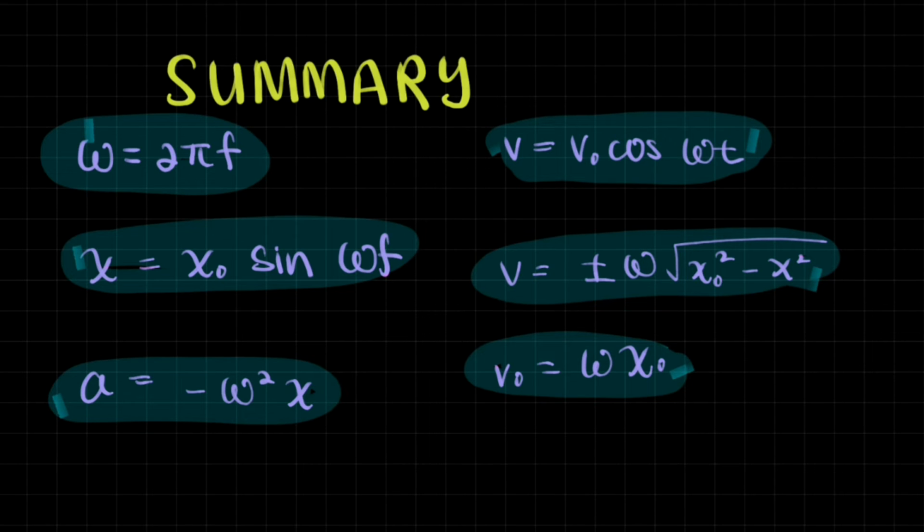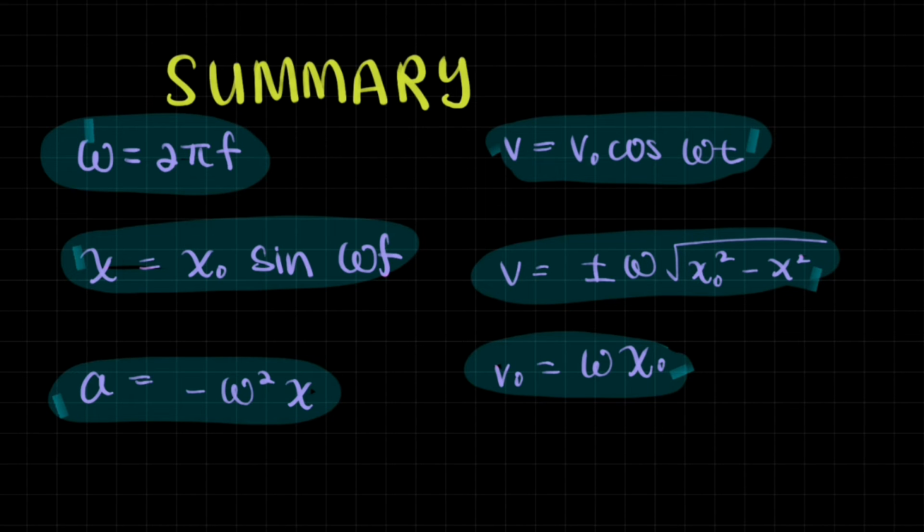So we have a short summary here of all of the equations that you've just learned. Omega is 2 pi f. The displacement can be represented like this. And you can also get this equation, a equals negative omega squared x. You can also get this equation. You can also get this equation. And these two both pertain to the velocity. These two will both give you the fact that the maximum velocity equals omega times the maximum displacement.